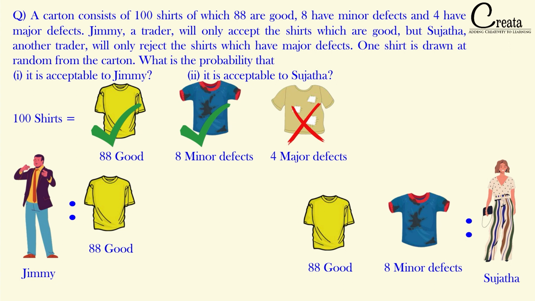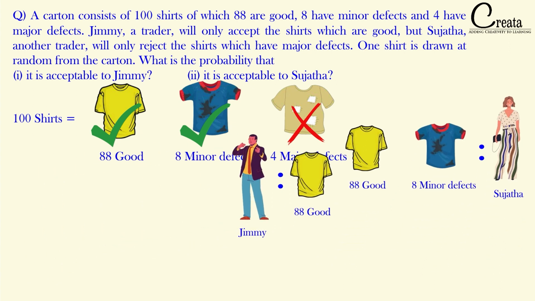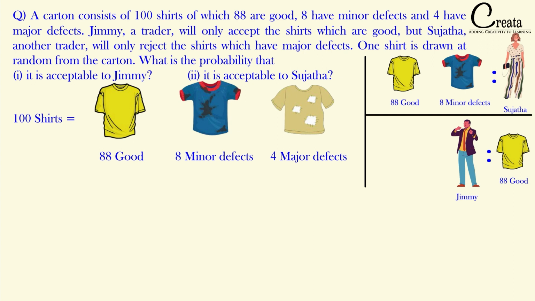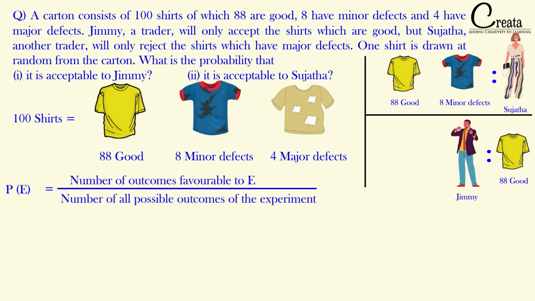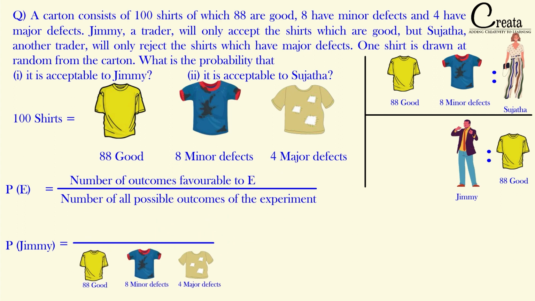So this is the observation that we get from the question before jumping to the formula. Now we got the visualization of the complete question. Now let's use the formula and solve the question. In the case of Jimmy, in the denominator, the total outcomes are 100 shirts. In the numerator, the favorable shirts will come, that are only 88, because Jimmy is only accepting the good shirts. So the probability of Jimmy selecting the shirt is 88 by 100, that is 0.88, 88%.